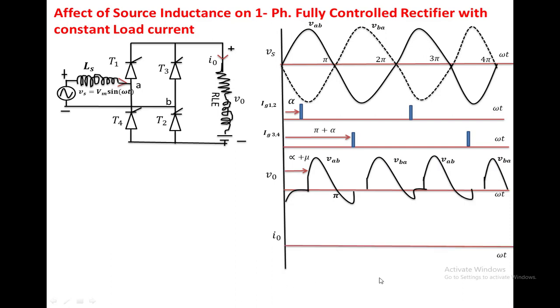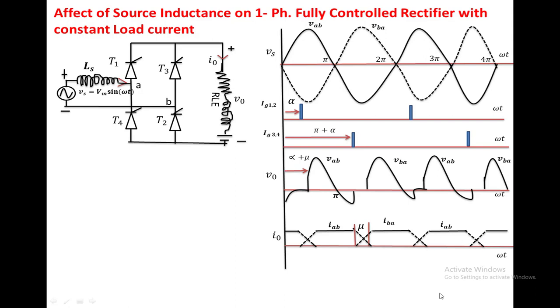Here we have taken the load current as a constant load current. This current is nothing but IBA. At alpha, T1, T2 is on. So the current through T3, T4 will slowly decrease, and the current through T1, T2 will slowly increase. This is IAB. Again at pi plus alpha, the current through T1, T2 will slowly decrease and the current through T3, T4 will slowly increase. This duration is nothing but the overlap angle. In the overlap angle, all four devices are conducting because of the source inductance. Same manner here also.